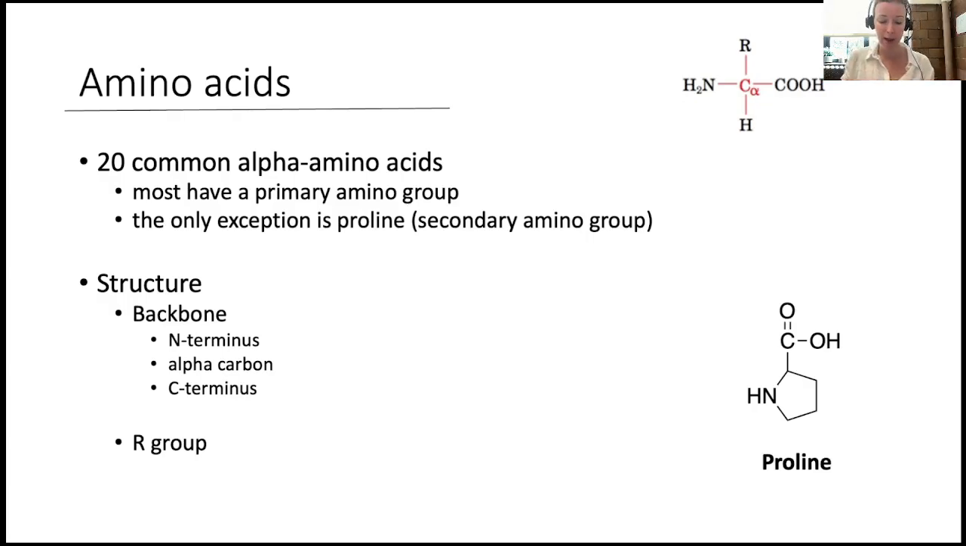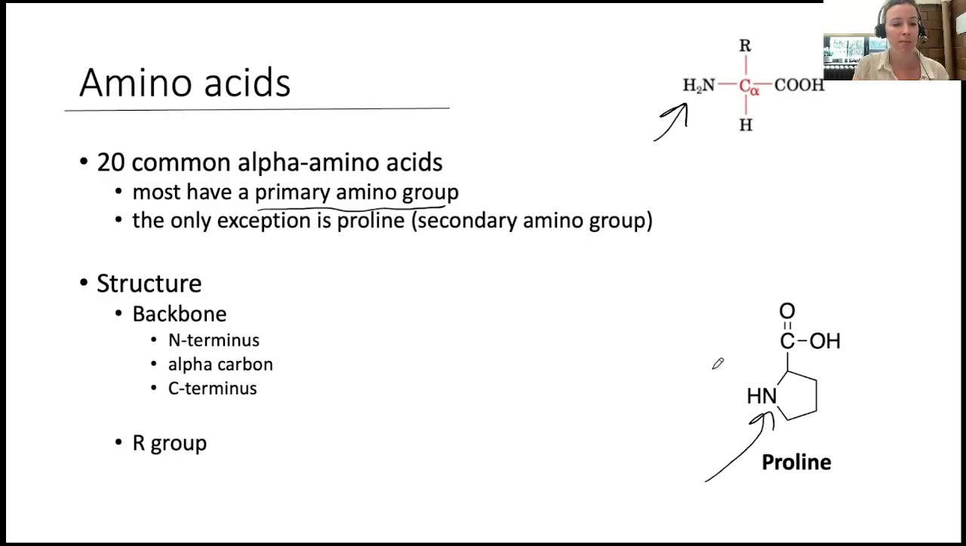Let's get into it for today. What are the amino acids we have to know? Well, there are 20 common alpha amino acids. We'll just refer to them as amino acids. Most have a primary amino group. So you'll see here a primary amino group, an amine that is bonded to a single carbon. The only exception to this rule is proline, pictured below. It is the only amino acid that is secondary. You can see it is bonded to 2 carbons.